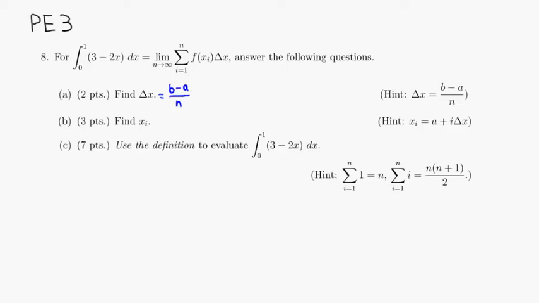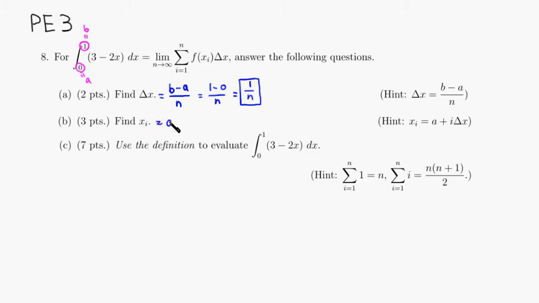And here, a is 0 and b is 1, so this is going to be 1 minus 0 over n, which is 1 over n. So that's delta x. Alright, so let's look at xi.